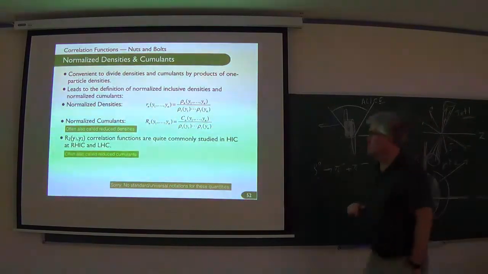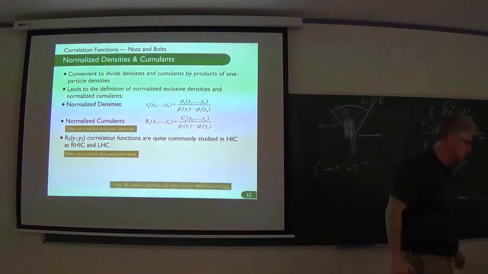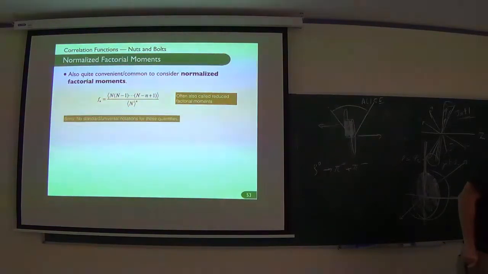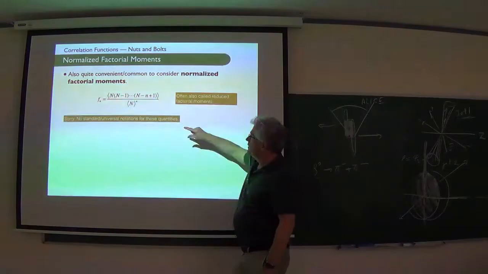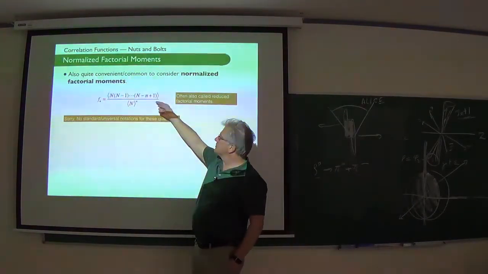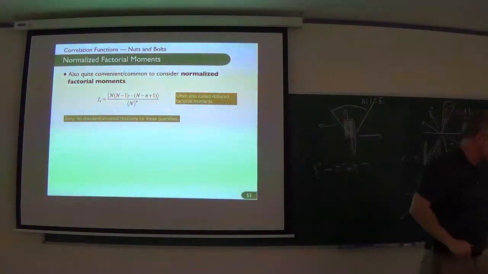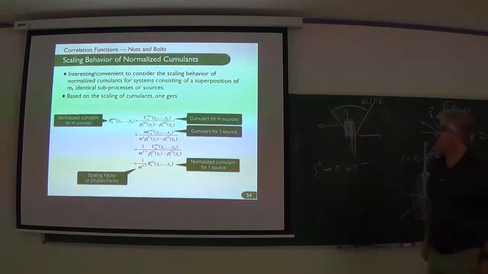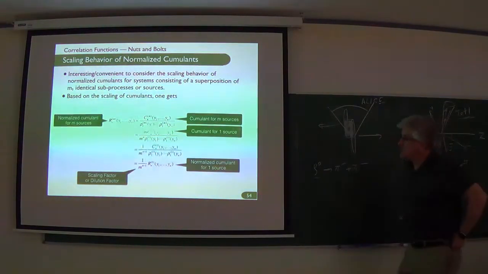So these quantities are now basically the ones that are measured in RHIC and LHC experiments. Just as an aside, I can do this with densities, but I can also do it with factorial moments in the same idea. So this leads to normalized factorial moments. And because people are increasingly measuring factorial moments, it's interesting to look at how these scale.